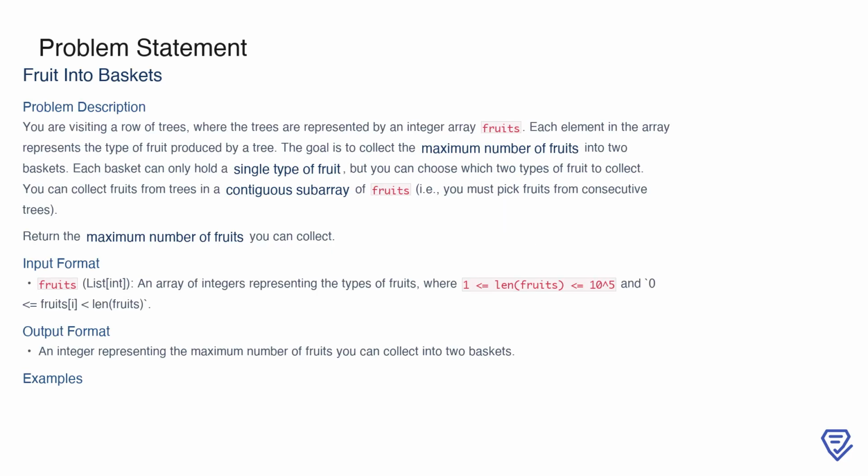In this problem, you are tasked with collecting fruits from a row of trees, where each tree produces a specific type of fruit. These trees are represented as an integer array called fruits, and each number in the array corresponds to a type of fruit.